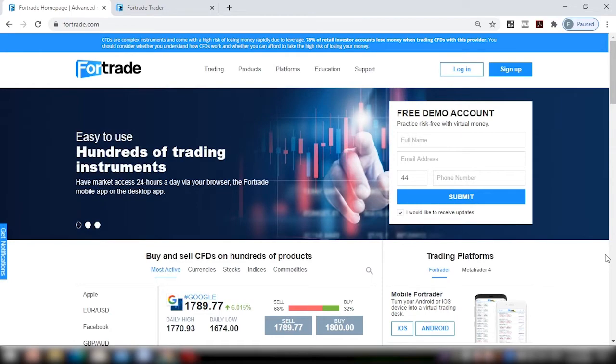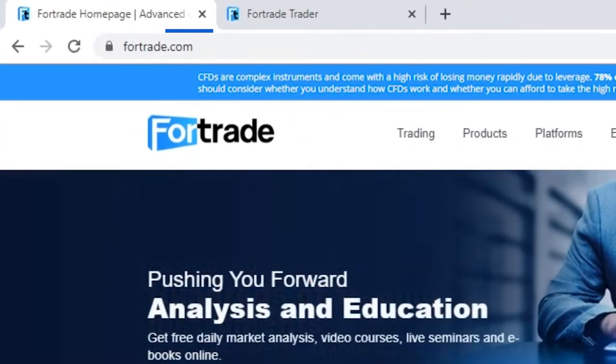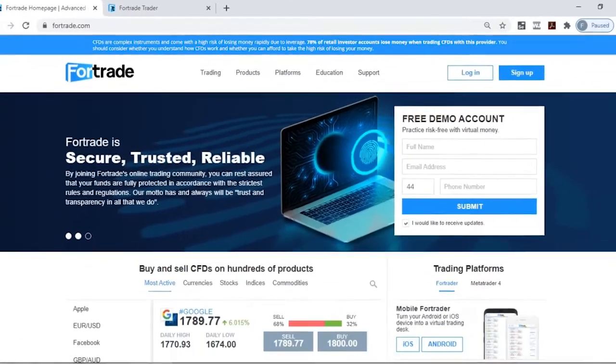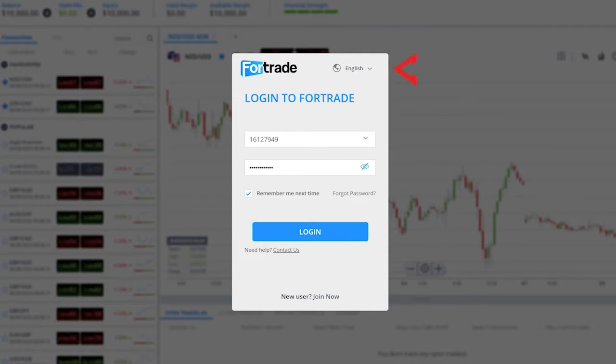Let's begin. Type our site address, that's fortrade.com, into your browser. In the top left-hand corner, choose the option Trading, and you will be directed automatically to Fortrader Pro. Here you can choose your preferred language. Type in your email address and your password so that you can get started and log in.